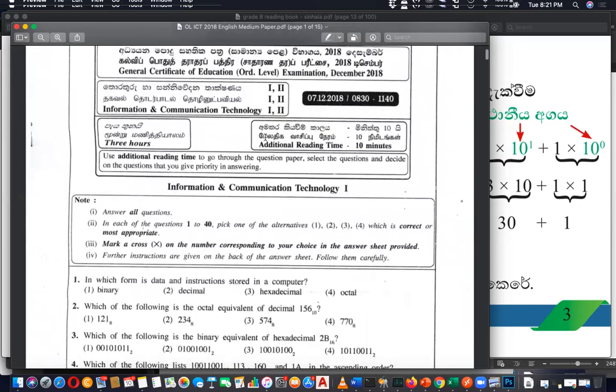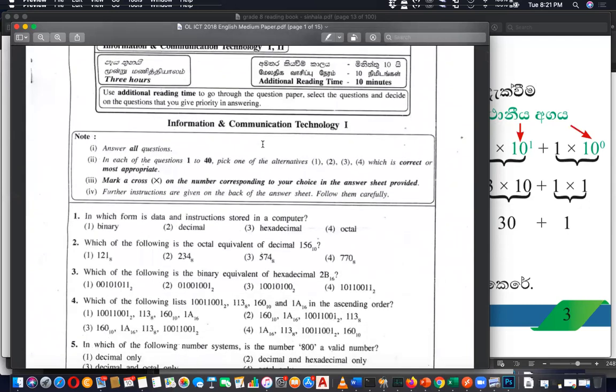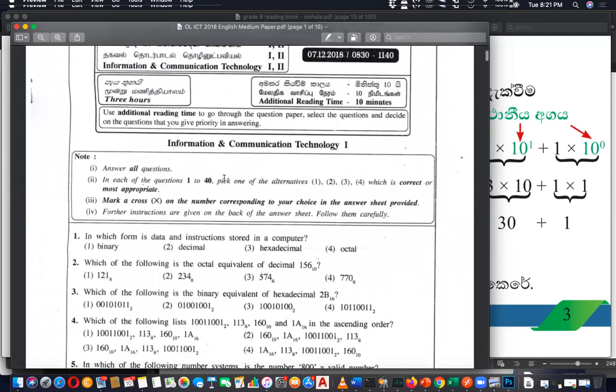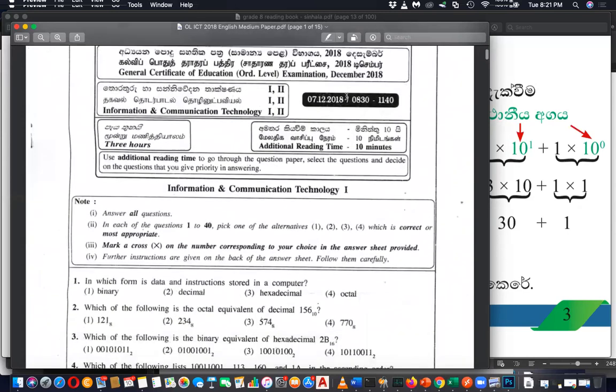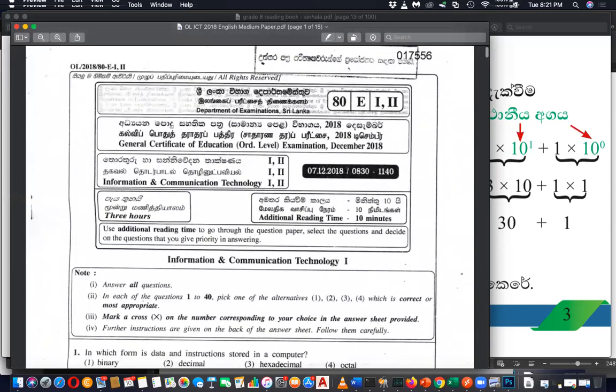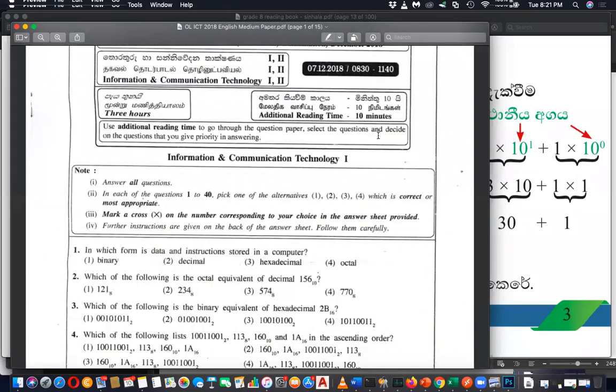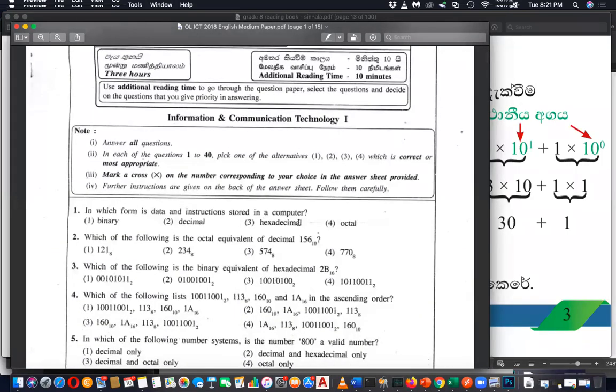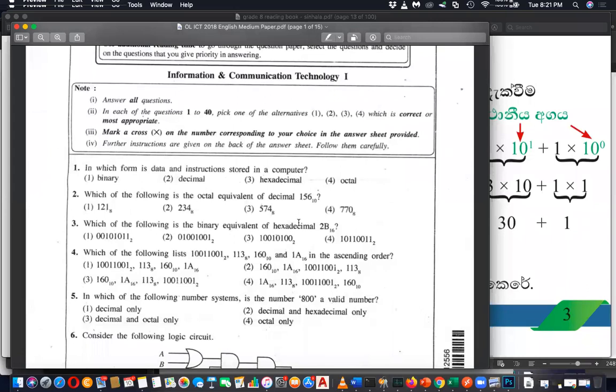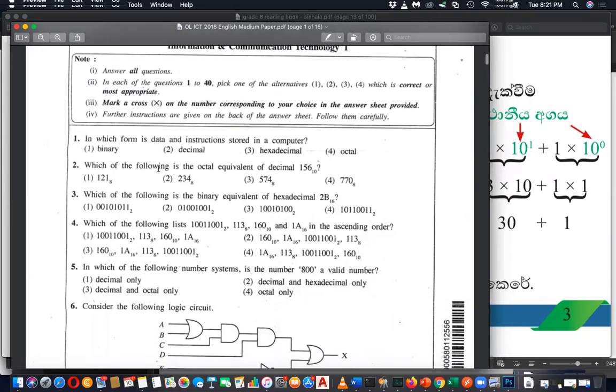That's why I said, if you learn this time, over the earlier days in grades 6, 7, 8, now even you can answer O-level papers. But don't think that you can answer O-level papers just like this; after 3 years, the O-level paper will be different, because this is too easy. Then it's asking the octal of 1, 5, 6. So you can do that as well.